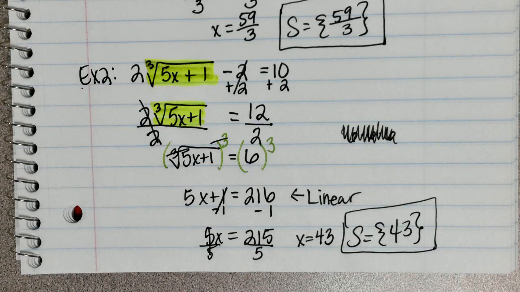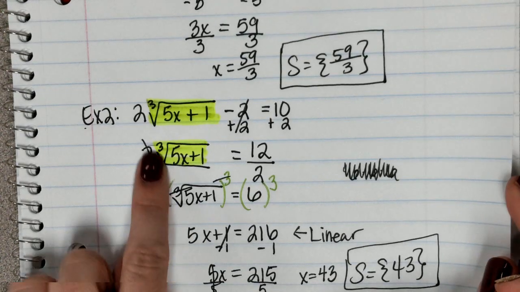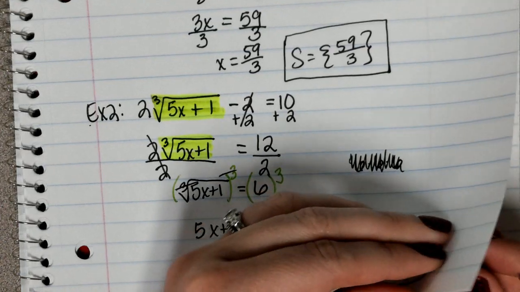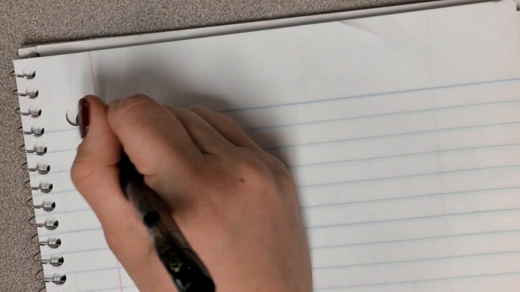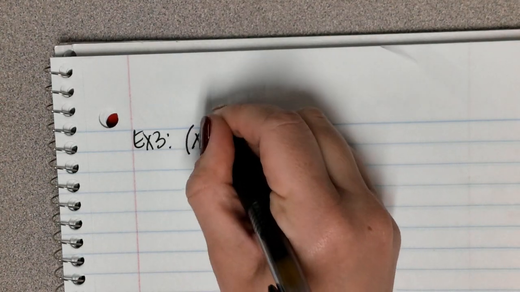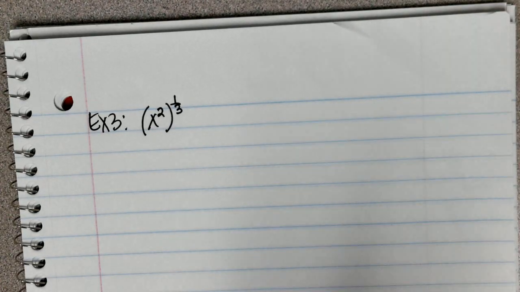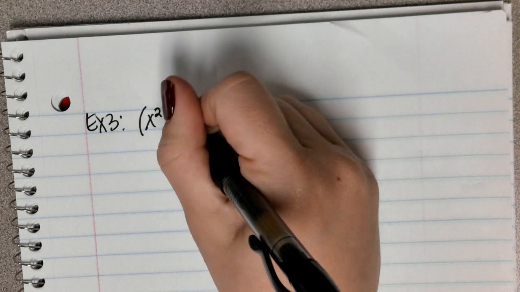Okay? So far, very similar to what we did before, right? Okay. Now, what if we choose to have a problem where our cube root is written in a different way? Okay, because we are going to see that. So this will be example 3. Okay, so I just wrote x squared to the 1/3 power. So that 1/3 is an exponent, okay?